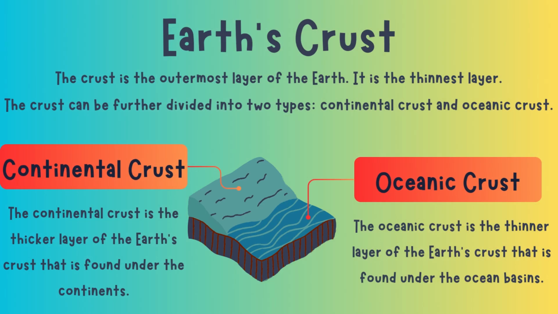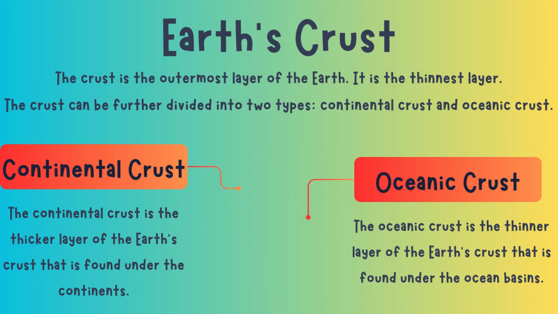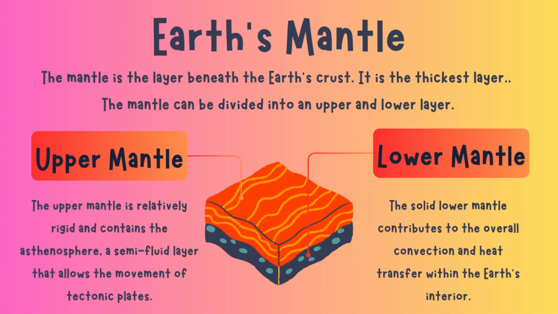The crust is the outermost layer and the thinnest of all the layers. The mantle is the middle layer and is much thicker than the crust. It is made up of dense, hot rock that moves slowly over time.